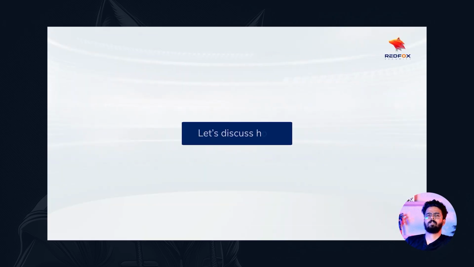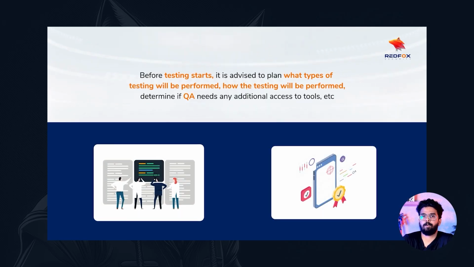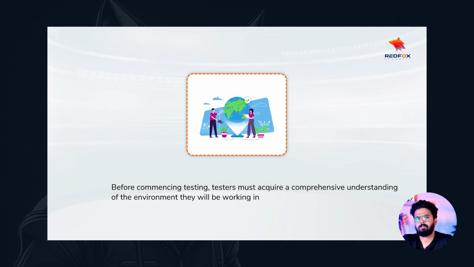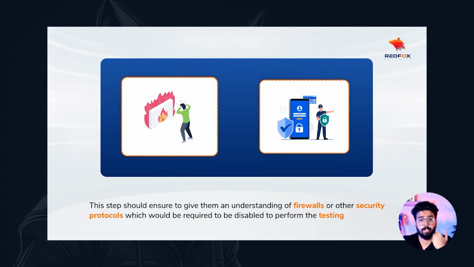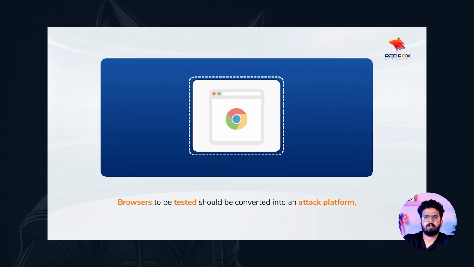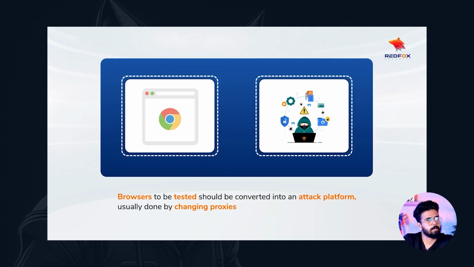Let's discuss how. Planning before testing starts, it is advised to plan what types of testing will be performed, how the testing will be performed, and determine if QA needs any additional access to tools. Before commencing testing, testers must acquire a comprehensive understanding of the environment they will be working in. This step should give them an understanding of firewalls or other security protocols which would be required to be disabled to perform the testing. Browsers to be tested should be converted into an attack platform, usually done by changing the proxies.